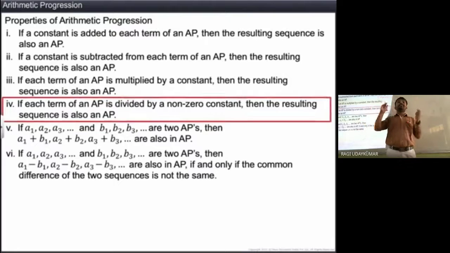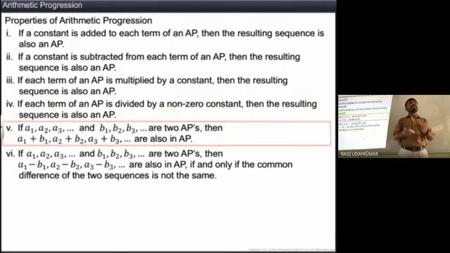The fourth one is, if each term of an arithmetic progression is divided by a non-zero constant, you have to divide by a non-zero constant, then the resulting sequence is also an arithmetic progression.